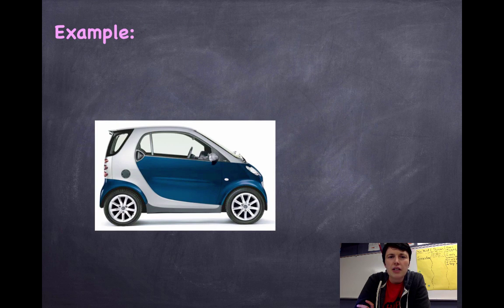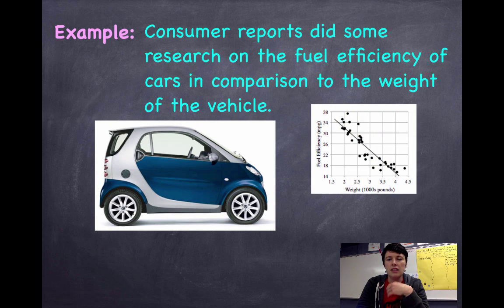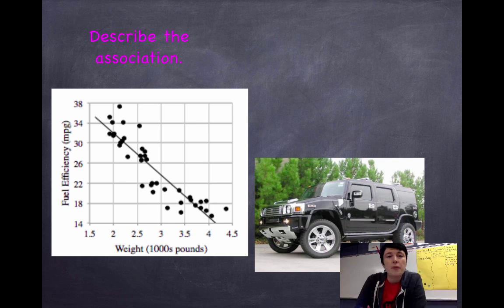All right, so how about another example? How about we talk about fuel efficiency? So here's the example. Consumer Reports did some research on fuel efficiency of cars in comparison to the weight of the vehicle. Now, when you're buying a new car, a lot of people look for how fuel efficient it is. So how many miles per gallon do I get with my gas? And this research was done based on the size of the car. So looking at light cars like this little car, or big heavy cars like a Hummer, and looking at what the fuel efficiency is like.